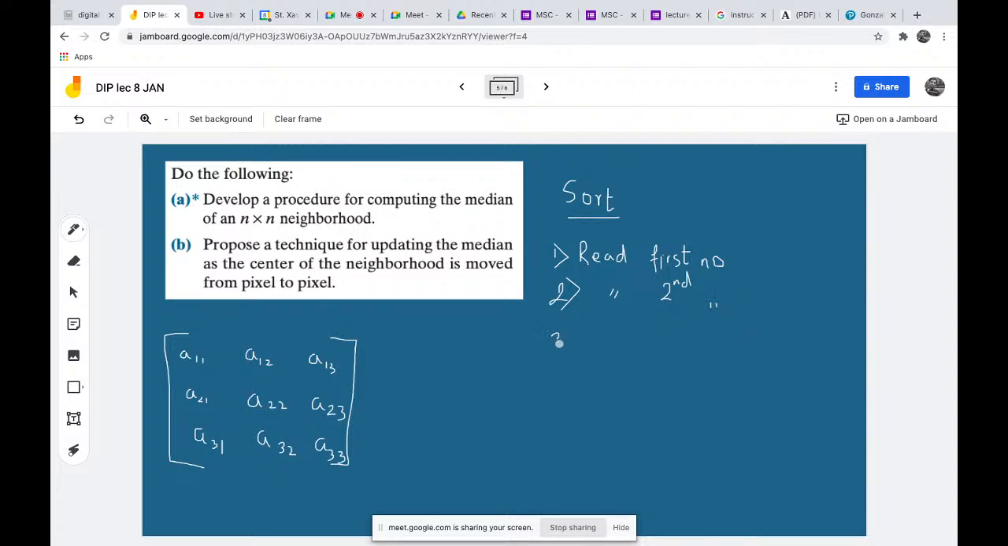Then what is the next step? Can anyone tell me now? Those who have done sorting? Compare both the numbers. So next is compare. You find out greater than or equal to.